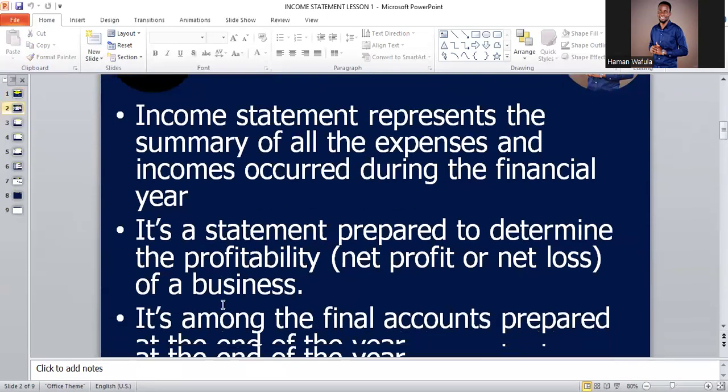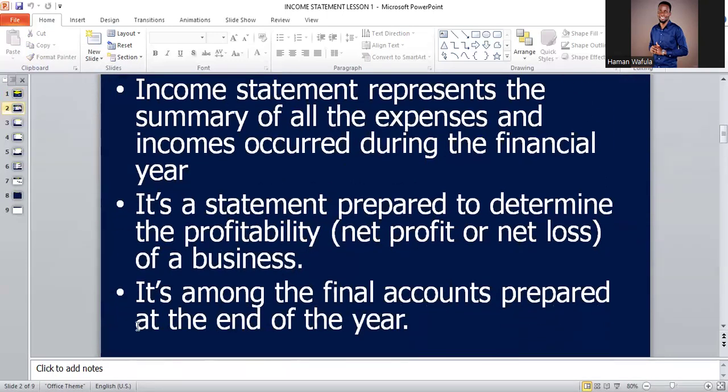I've talked about this. It's prepared at the end of the year to determine the profitability, where you can either have a net loss or a net profit. After incurring all the expenses and receiving all the incomes at the end of the year, the business expects the accountant to come up with financial statements to see if the business has made a loss or has made a profit. So they use an income statement.